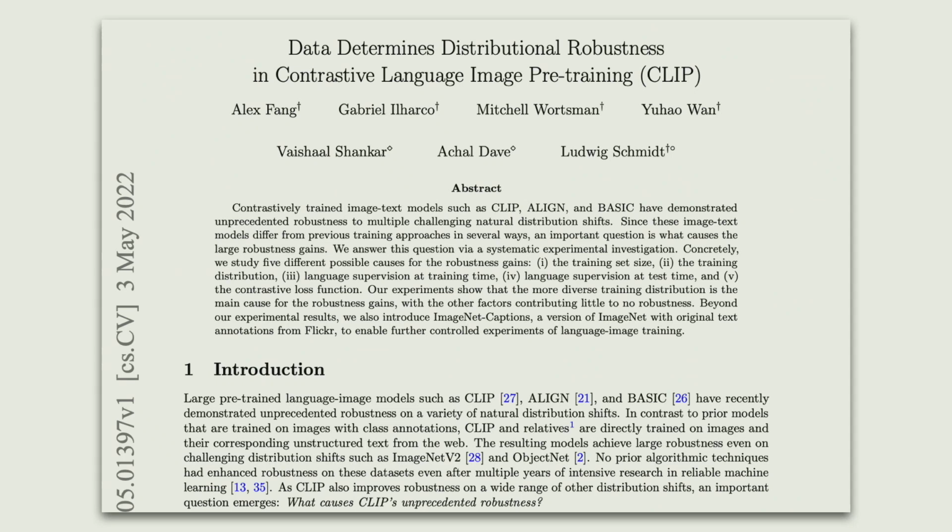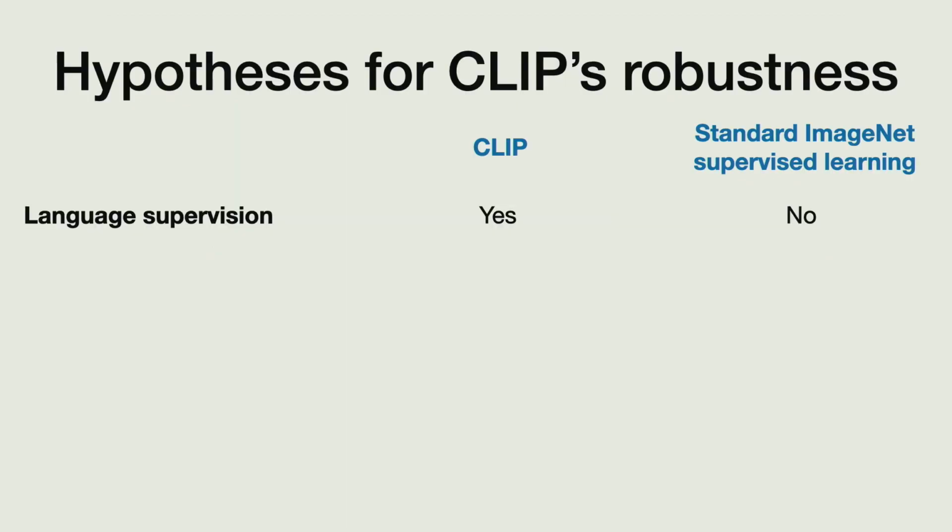come from? Because if you look at CLIP and standard supervised ImageNet training, there are many ways these models differ. The obvious one is language supervision. CLIP has language supervision, but ImageNet training does not. Another hypothesis is the training distribution. For ImageNet, okay, we have the ImageNet training set.